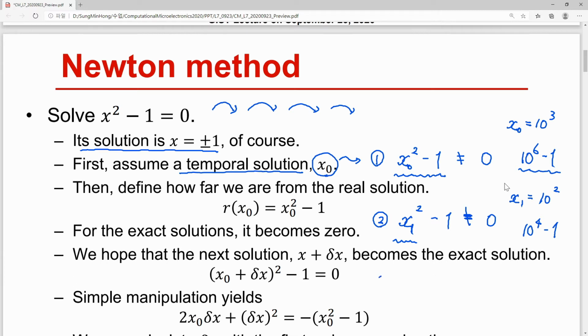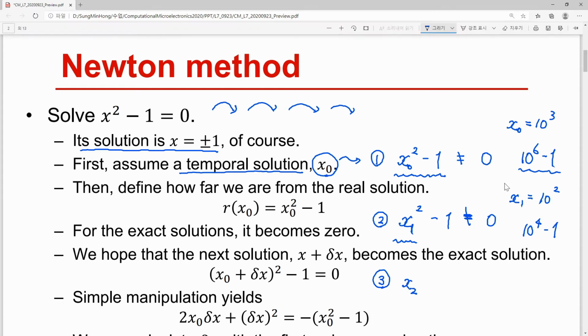And let's say that we are now moving to x2 by hoping that x2 is even better than x0 and x1. Then, for example, if we say x2 equal to just 10, then what will happen? In this case, our left-hand side will be just 99. Oh, 99 is still a large number, but compared with other numbers, that shows remarkable improvement.